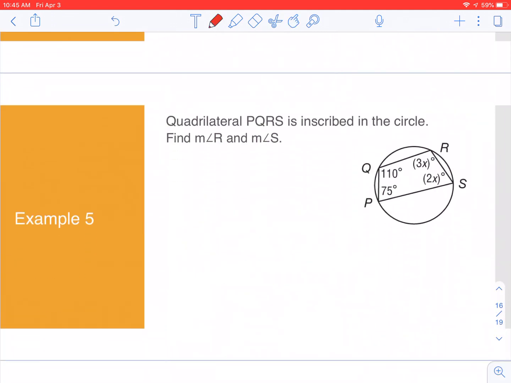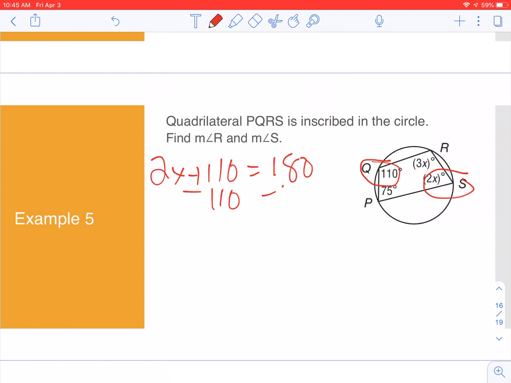Okay, same idea here. I'm going to take Q and I'm going to take S. Those add up to 180. So it says find the angles, not just X. So 2X plus 110 equals 180 minus 110. 2X equals 70. X equals 35. Plug it back in. 35 times 2 is 70. Okay, I'm going to erase that.